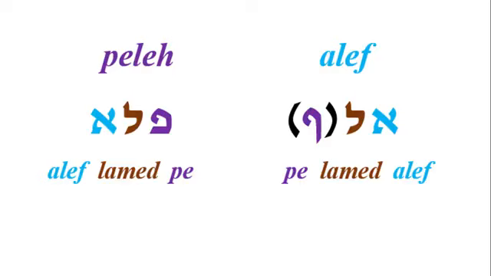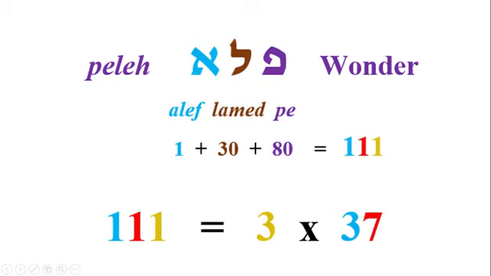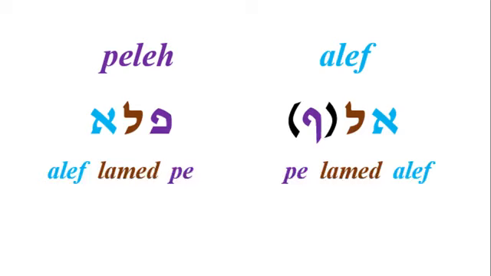But let's focus in on that word wonderful. That word wonderful is Pele. It's Pei Lamed Aleph, which also adds up in gematria to 111, which is 3 times 37. And you'll notice that wonderful, Pele, is Aleph spelled backwards. It's a hint that this Messiah is going to be Aleph, is going to be God. It says in the verse, he will be called Mighty God. Hints. It's loaded with hints. Okay.